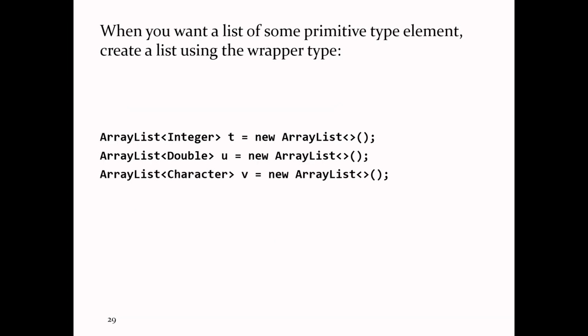So if you want a list of primitive element type, you have to make a list of the corresponding wrapper type. So if you wanted a list of int, it becomes a list of Integer. If you want a list of little d double, it becomes a list of big D Double. If you want a list of char, it becomes a list of Character. So you just have to remember, use the wrapper type if you want a list of primitive type.